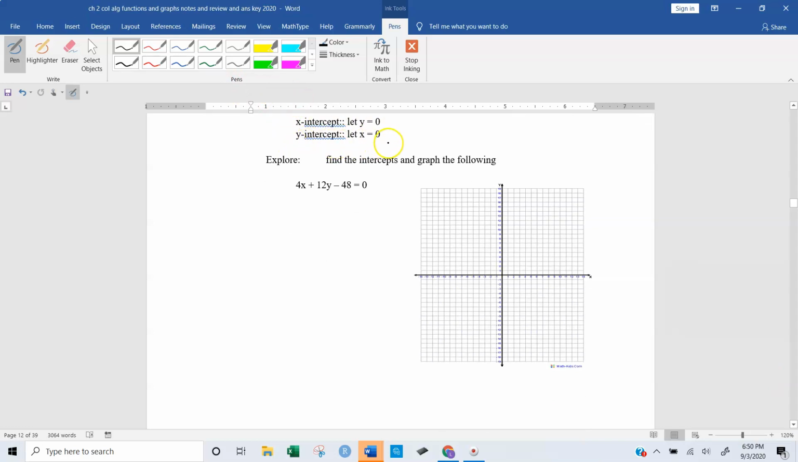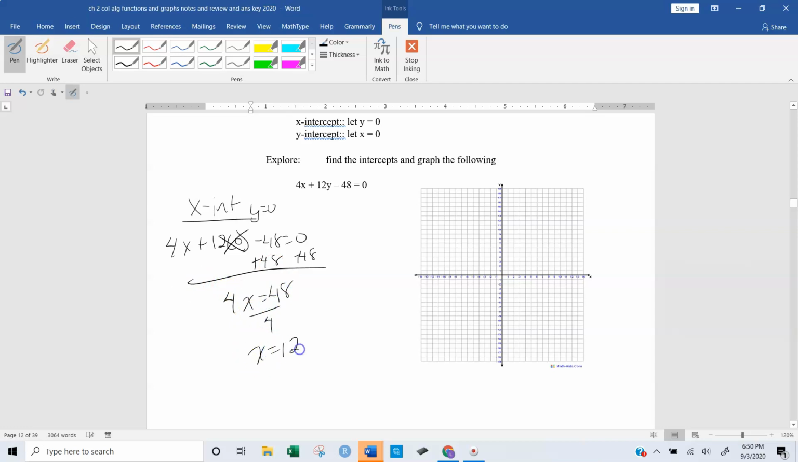The y-intercept, you let x equal 0, and you draw your line. So pause and give it a shot. So first, let's do the x-intercept. The x-intercept is when y equals 0. So we have 4x plus 12y minus 48 equals 0. So this goes away. I need to add the 48 to the other side. So now we have 4x equals 48, divide by 4, and x equals 12.